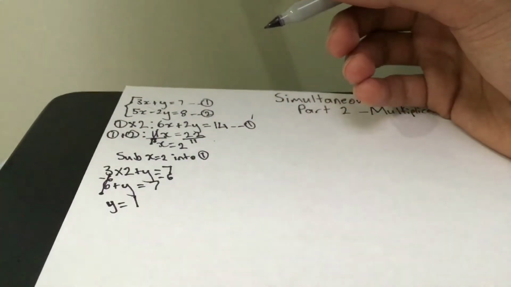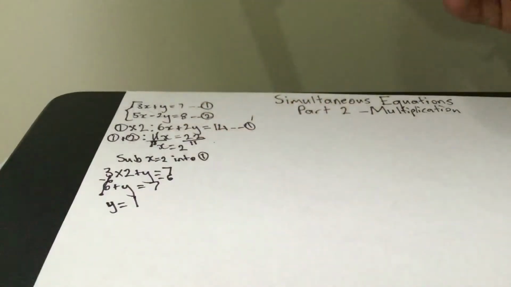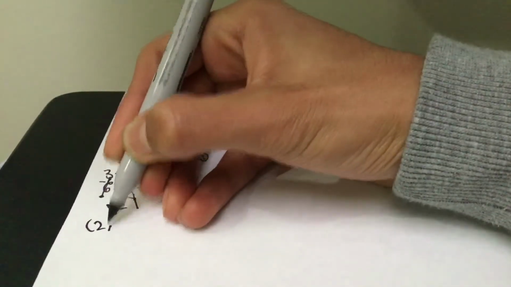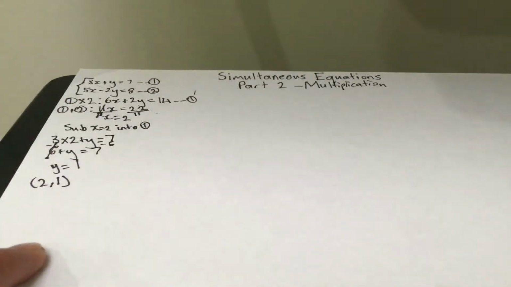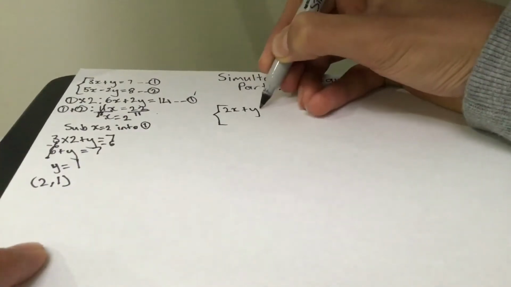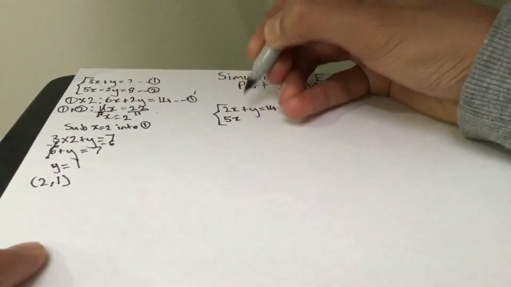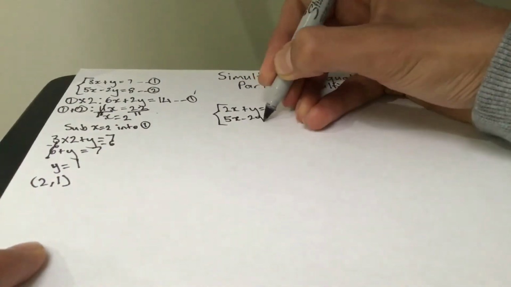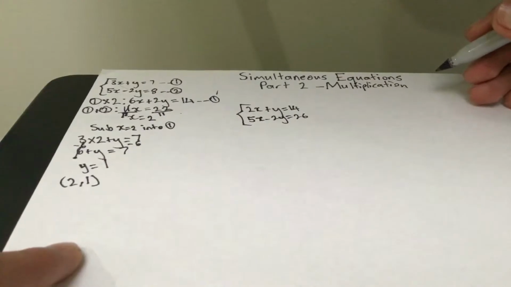So now we've found x equals 2 and y equals 1. The last step is to put it into coordinate form, which will look like this: 2 and 1. Now let's move on to another question: 2x plus y equals 14 and 5x minus 2y equals 26. The first step is to number each equation.